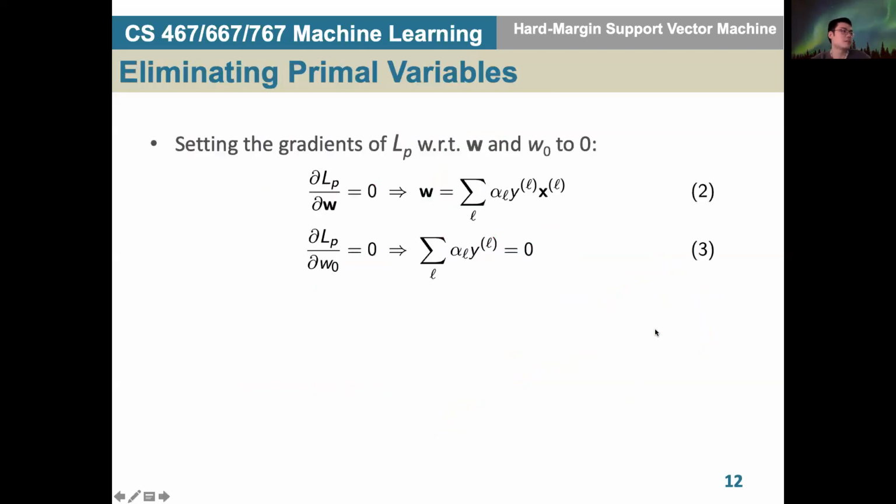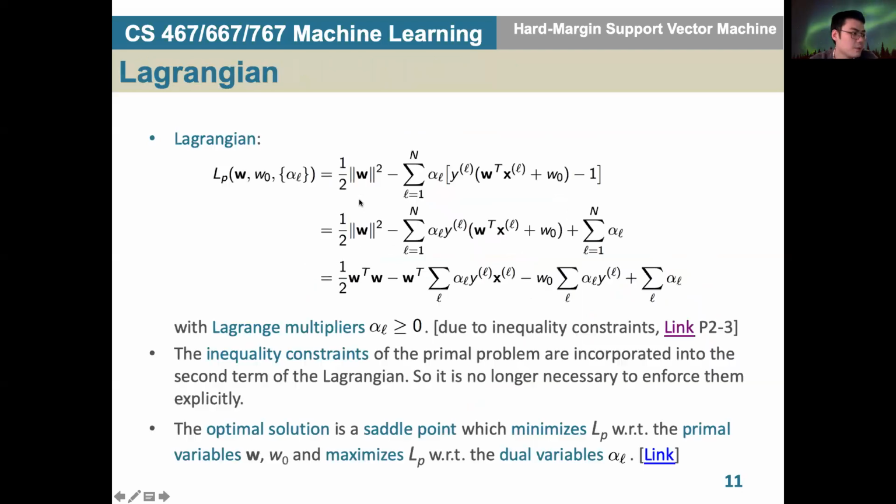All right, so let's continue. Now that we assume that, things are super simple, right? So we want to find the W and W0, take the derivative, set it to 0, then we will find the optimal W and W0. How do we do that? Let's take a look at here.